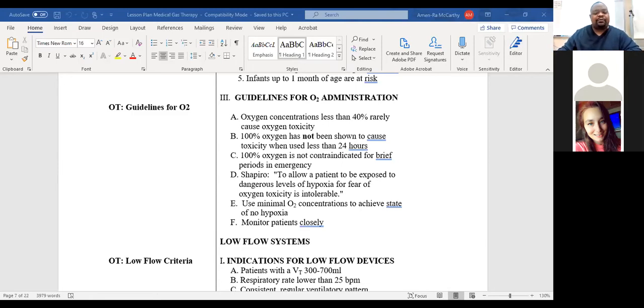But Shapiro is saying right here, to allow him to have moderate or severe hypoxemia just because you're scared to give oxygen would be foolish. Don't be a fool is what he's saying, okay? Nobody can live with a severe hypoxemia, okay? You got to give it to them. You can't say, I can't give you this because if I give you this, you're going to die, right?